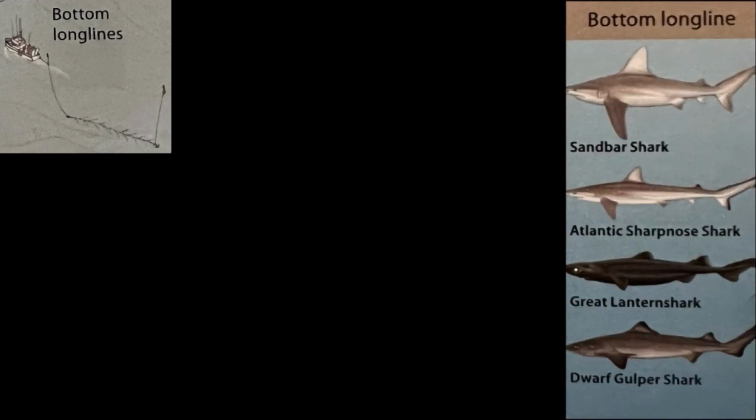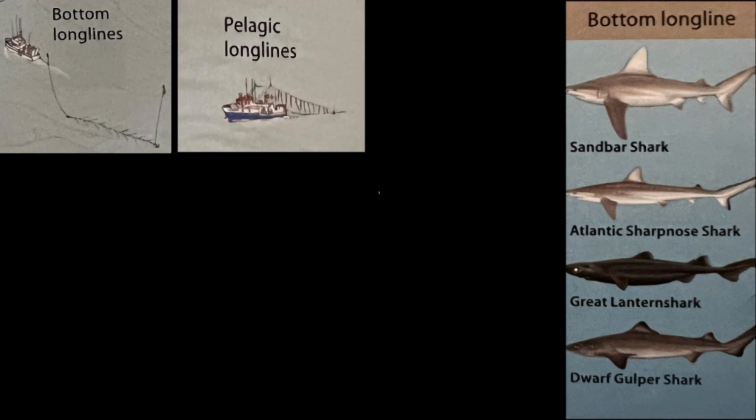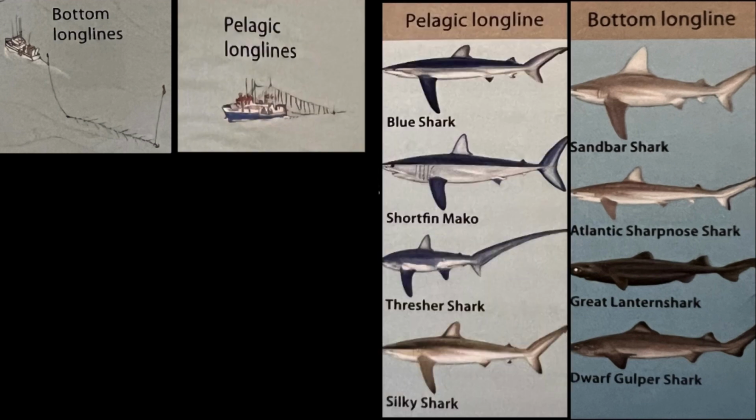Long lining is a fishing technique that uses a long mainline with baited hooks attached at intervals via short branching lines. This technique is less damaging to ocean habitats than nets, but, like all fishing techniques, can still create the problem of bycatch. Depending on the depth they're set off at, bottom longline bycatch can be composed of species such as sandbar sharks, sharpnoses, lantern sharks, or gulper sharks. Pelagic longlines catch species such as thresher sharks, silky sharks, shortfin makos, or blue sharks.